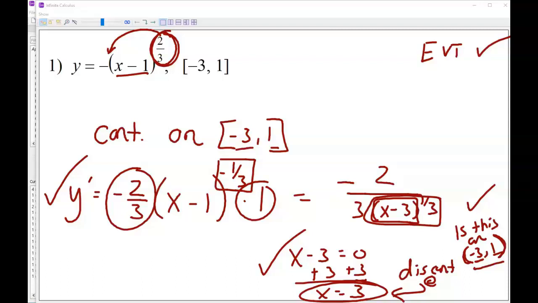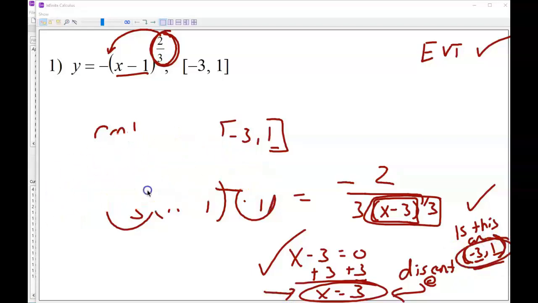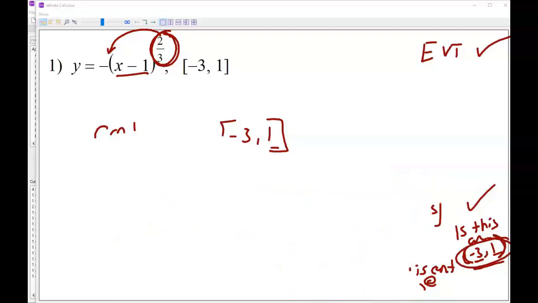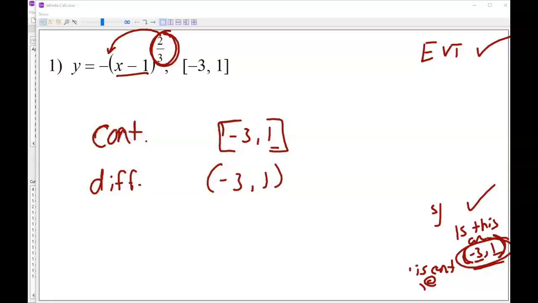So since there's only one discontinuity for this function, it's at x equals 3, and that discontinuity is not on this interval, then we can go ahead and conclude that it is therefore differentiable on the open interval. So even though it does have a discontinuity, that discontinuity is not on the interval we care about. And since it satisfies both of these, then yes, the MVT applies.